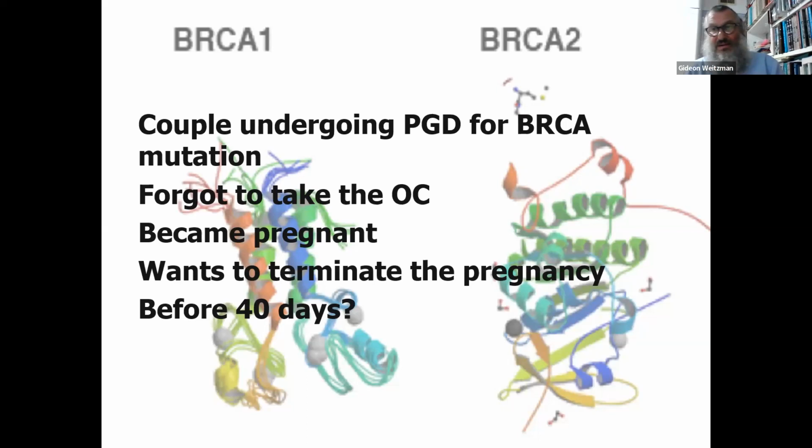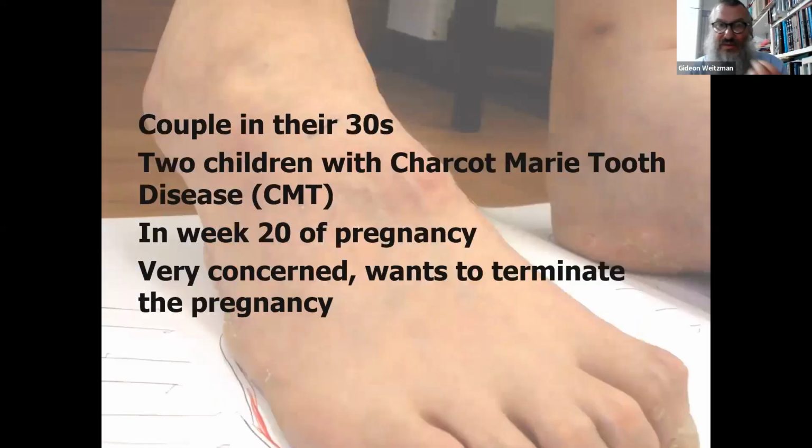And yet, can we say that the child wouldn't want to be born with it? That goes back again to our question of how we can judge it. There's actually a couple in my shul, a couple in their 30s. We changed a lot of the details here, so you don't know who it is. They have two children with Charcot-Marie-Tooth, CMT. And in week 20 of pregnancy, she's very concerned and wants to terminate the pregnancy. Now, we didn't. That was the answer.